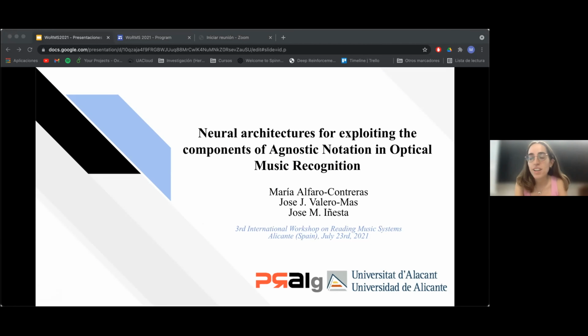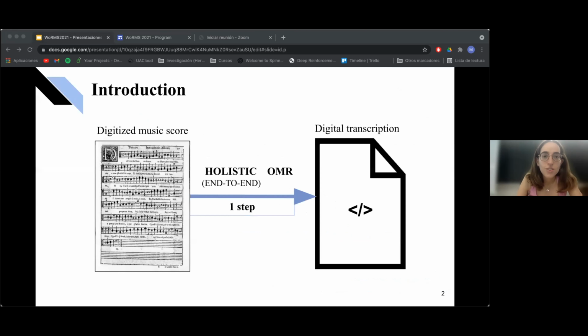Okay, so my name is María Alfaro-Contreras, and I'm from the University of Alicante, and I'm going to talk about the paper that Javier Valero-Mas, Manuel Iñesta, and I wrote about a neural architecture for exploiting the components of agnostic notation in optical music recognition.